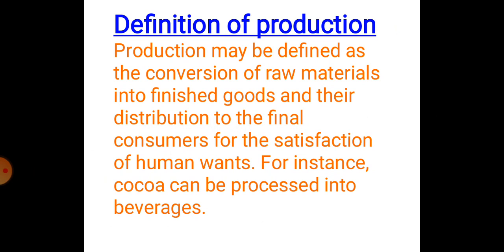For instance, cocoa can be processed into beverages like Milo, Bonfita. Likewise, cotton can be processed to obtain textiles. Latex can be processed to obtain different rubber products or plastic products. All of these are examples of production.